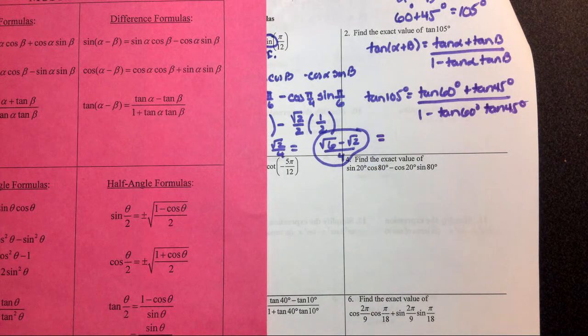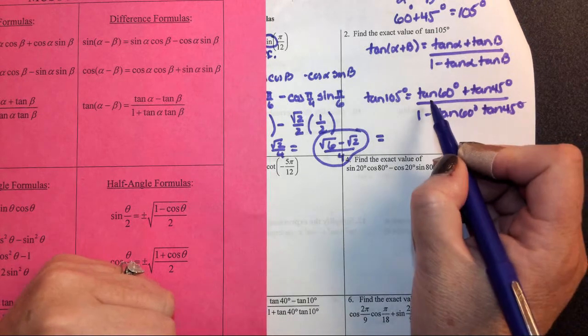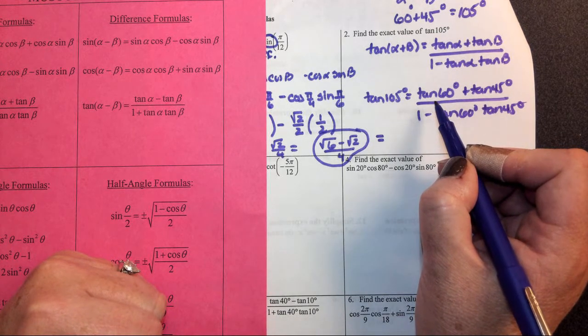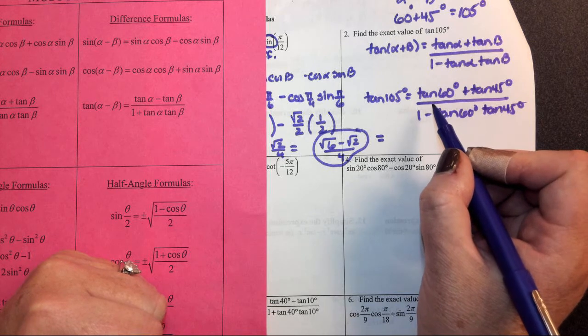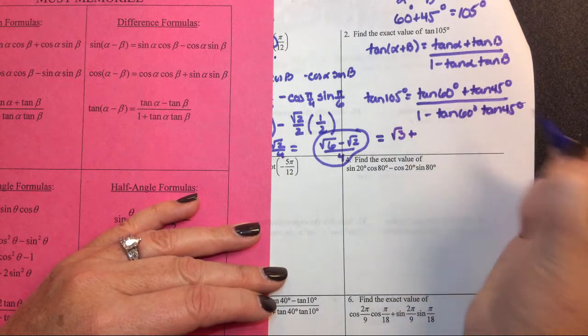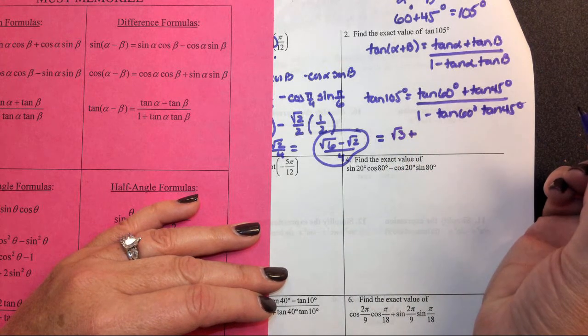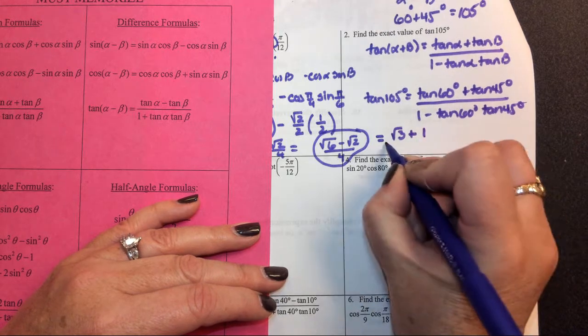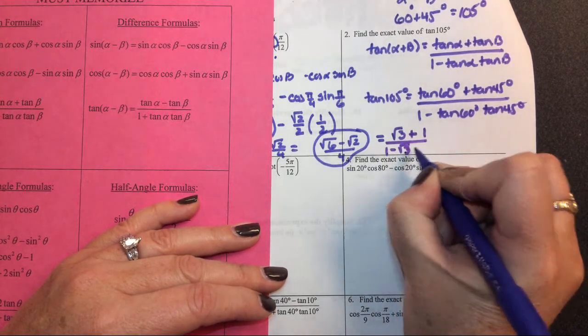Okay? Yes? Why can't you just find the tangent of 60 and the tangent of 45? Because again, it's coming from special right triangles. Remember, when you do these ratios, you think about when we set up the unit circle, they're ratios from special right triangles. Okay? So now, thinking back to your unit circle, what is the tangent of 60 degrees? I'm in quadrant 1, so I know I'm positive. Square root of 3. Plus, what's the tangent of 45? That's the good one, remember? 1. All over 1 minus square root of 3 times 1.